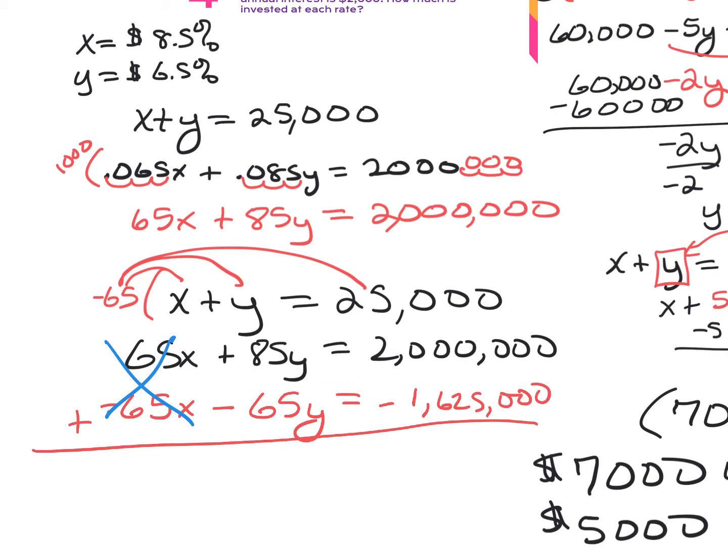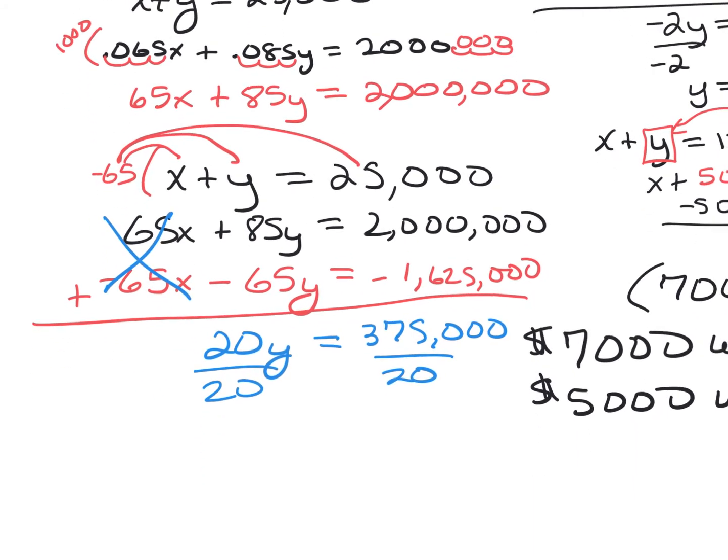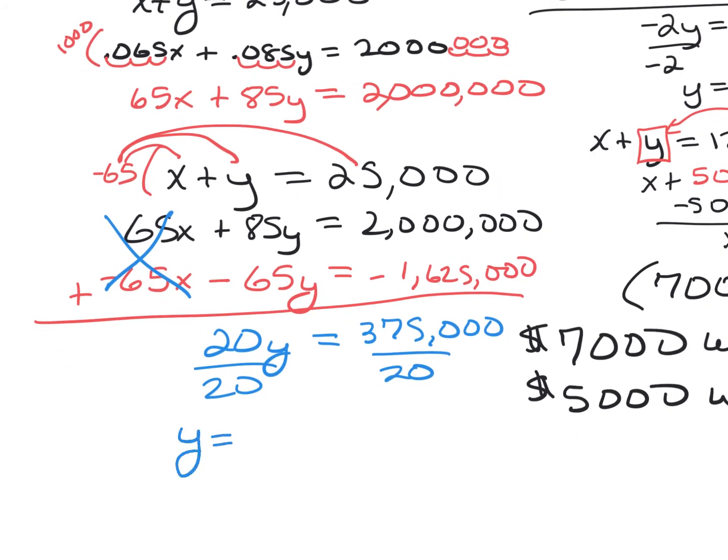85y plus negative 65y is 20y. And then 2 million minus 1,625,000 gives me 375,000. Going to divide that by 20. And the y becomes 18,750. So of that $25,000 invested, 18,750 was invested at the higher interest rate, the 8.5.